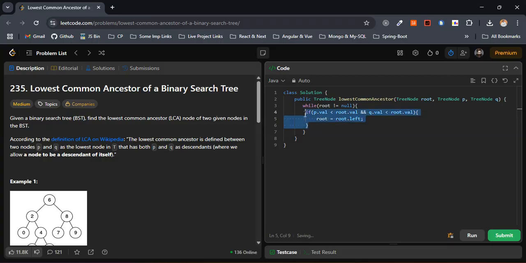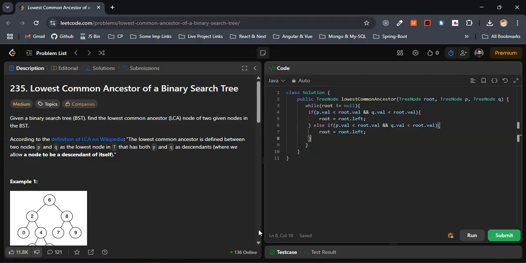Same thing, let me copy it here for the right subtree as well. The only thing is we have to change this to root equals root dot right. Also, as we are making use of a binary search tree, the right subtree has to be greater. This is fine, root dot right.